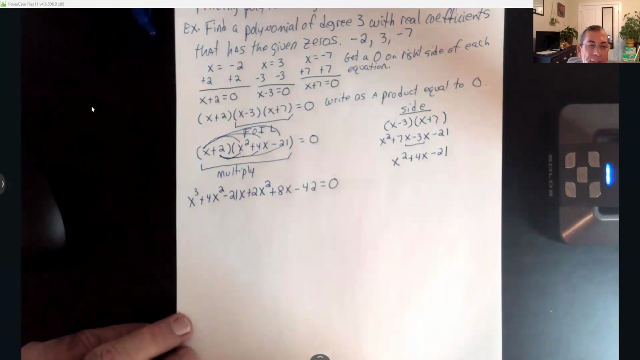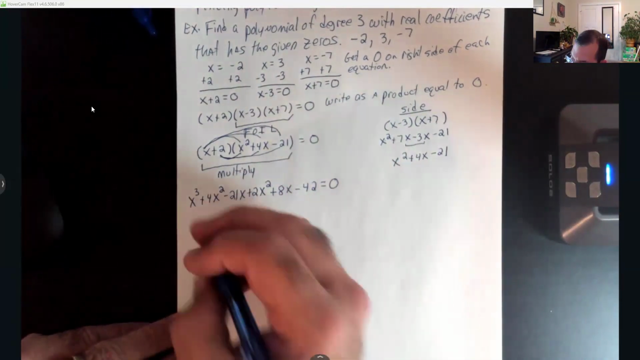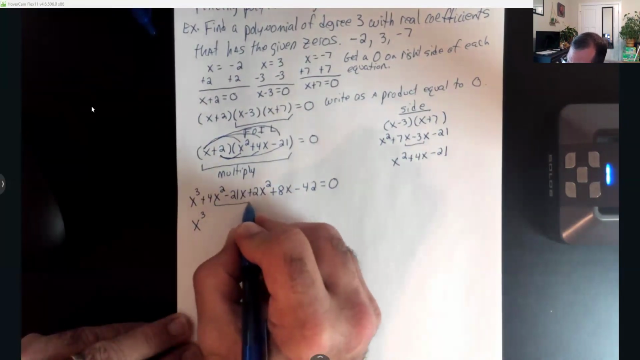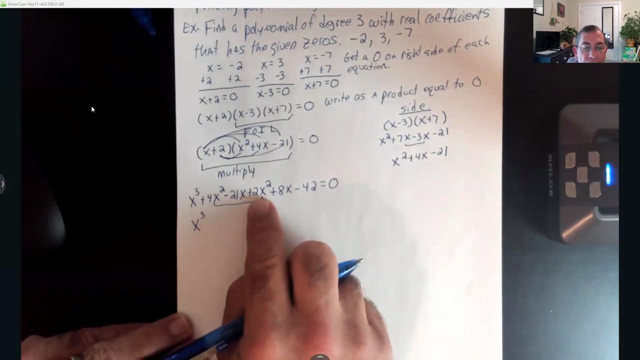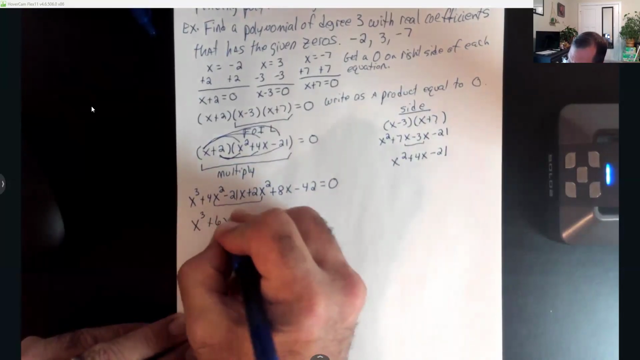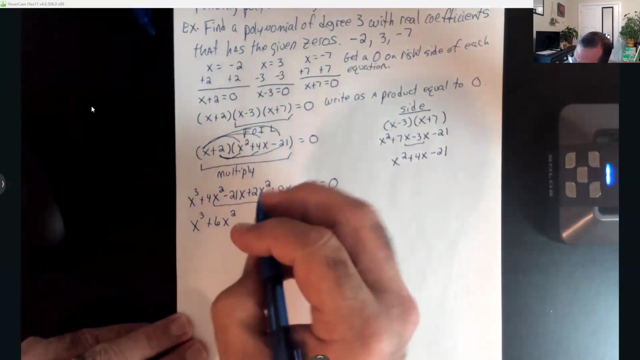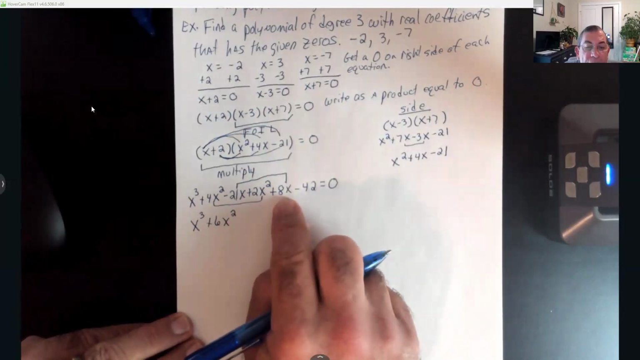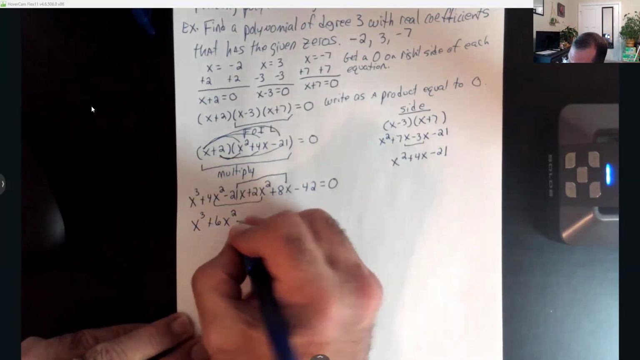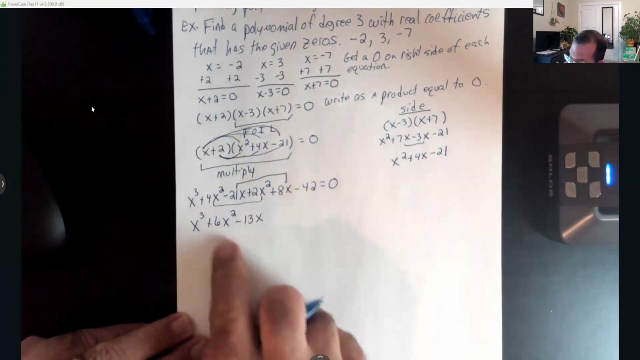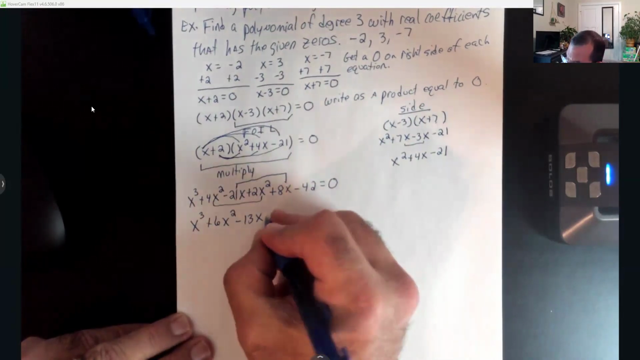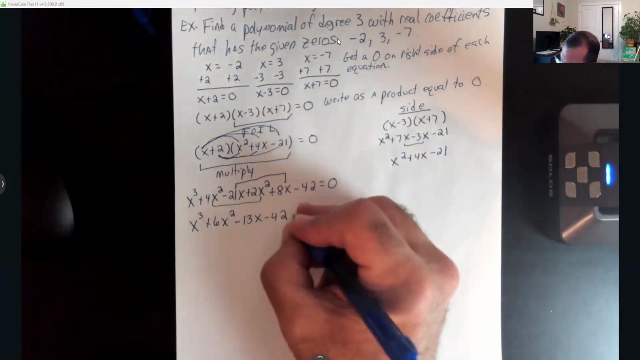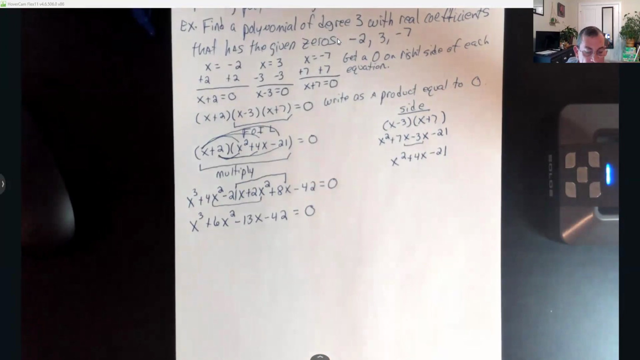Y'all, at this point, all we can do is add like terms. So the x to the third's coming down. Let's see, I got 4x squared. I can add to the 2x squared. That'll give me 6x squared. This negative 21x will add to a positive 8x, giving me a negative 13x. And then at the end is my negative 42. And then all this equal to 0 technically.